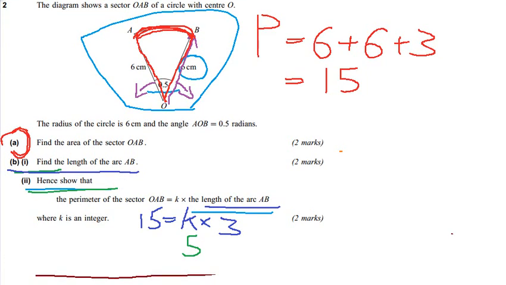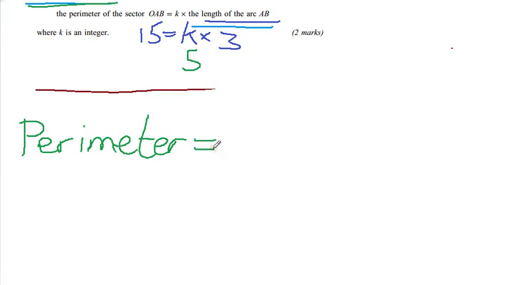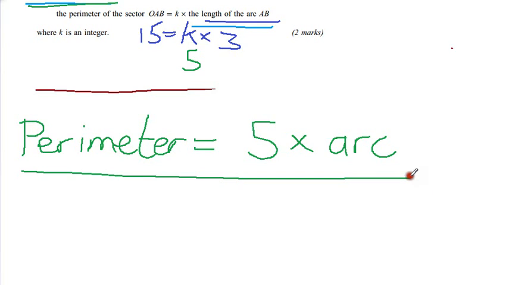So what we can write down, let's make some space down here, we can say the perimeter is equal to 5 times the arc. Perimeter is equal to 5 times the arc, and that is the 2 marks there. Wonderful question. I will see you on the next video.